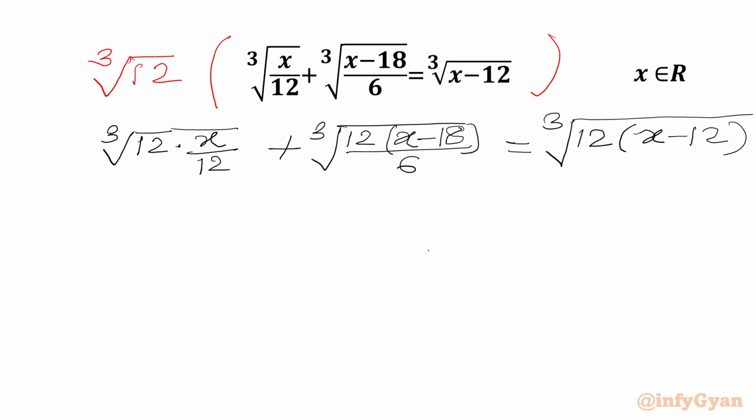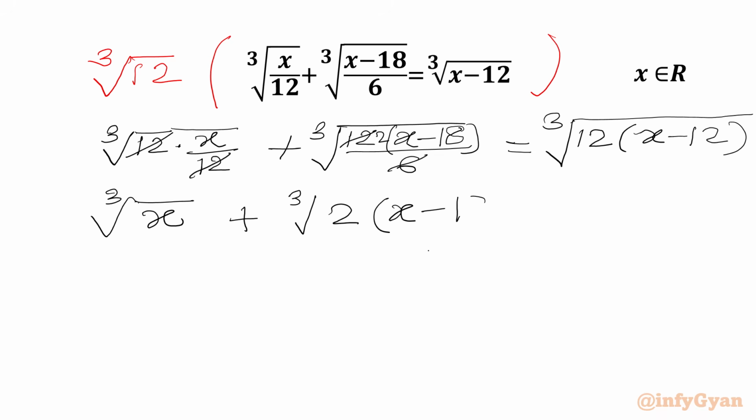Now we will simplify. We will cancel 12 and 12. 12 over 6 is 2. So we will get cube root of x plus cube root of 2 times x minus 18 equal to cube root of 12 times x minus 12.